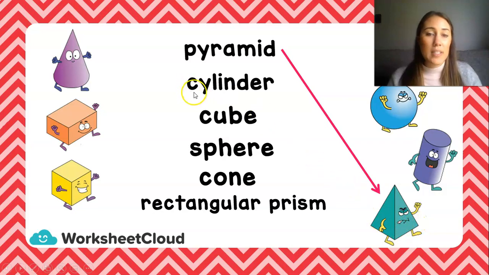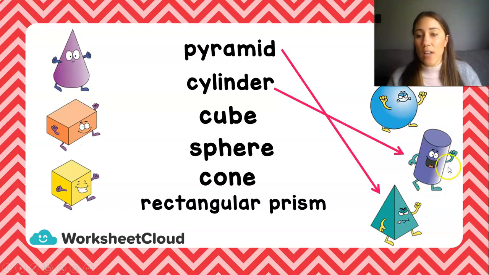Okay, our next shape is a cylinder. Where could we see a cylinder? Yes, over here the cylinder looks quite happy. Could you use your imagination and try to imagine that as a can of cool drink?